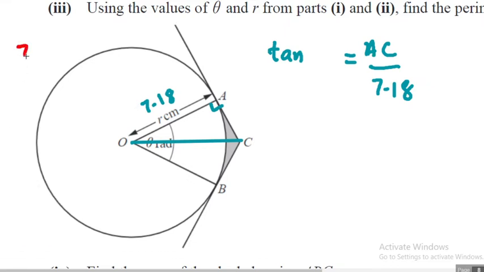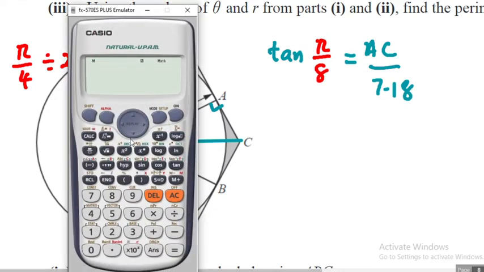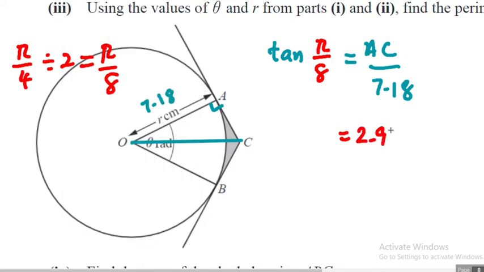Sorry, yeah, pi over 4. We divide by 2, it is pi over 8. Sorry, why did I put pi over 2? Sorry, my bad. So here I put pi over 8. Let's press again one more time. This time surely can get the answer. Times tangent pi over 8. Should be able. 2.974. So this is 2.974.